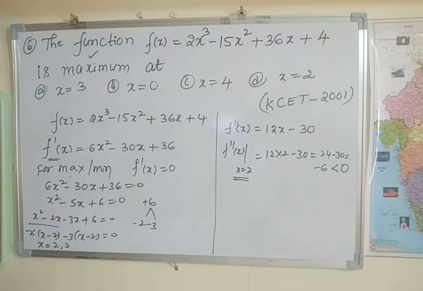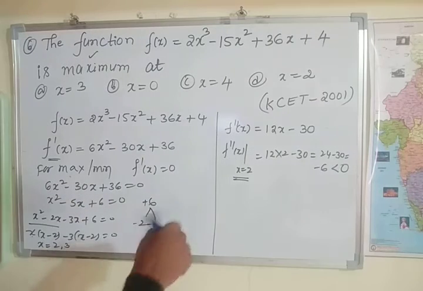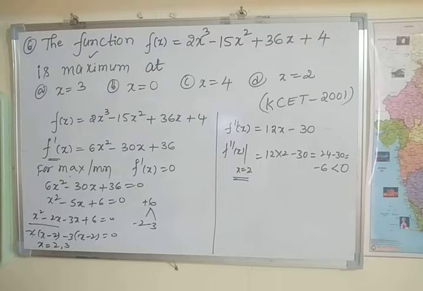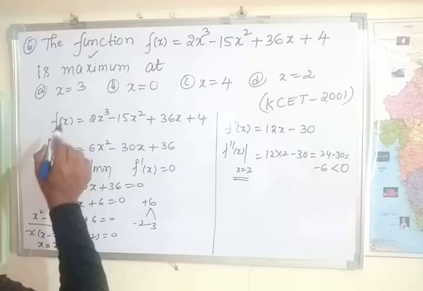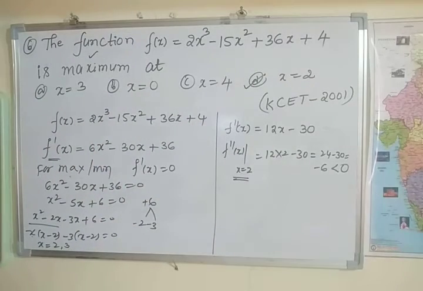Suppose the result is greater than 0, that is a minimum. You can say it in another form. Suppose at x equals 3, check the result. What happens here? 12 into 3, we get a positive result. When the result is positive, we get a minimum value. But here, maximum value at x equals 2. Option D is the correct option.